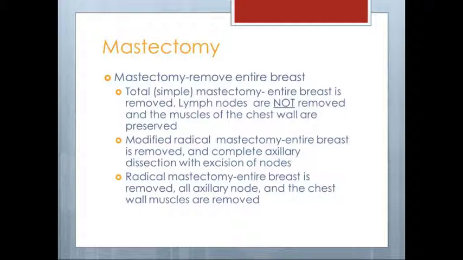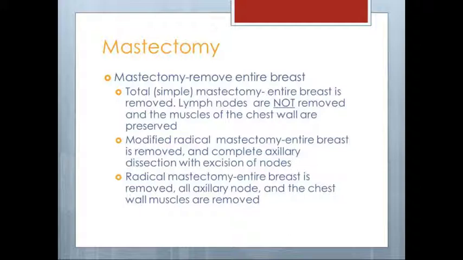During a modified radical mastectomy, the entire breast is removed and complete axillary dissection and excision of the nodes. And during a radical mastectomy, the entire breast, along with the nodes and chest wall and muscles, are removed.